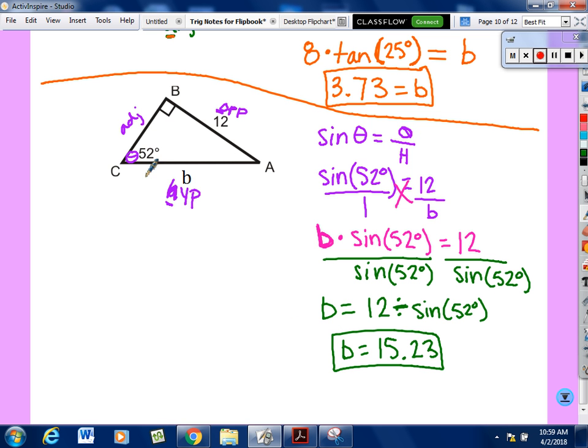Let's see if that is reasonable for our triangle. We were finding the hypotenuse, so it needed to be longer than the 12, so that seems reasonable to me. And again, how we decided to use sine on this problem was based on the fact that we were given the opposite side and we wanted to find the hypotenuse. The only trig function that uses O and H together is sine. So I plugged in what I knew and worked it out. And that's it.